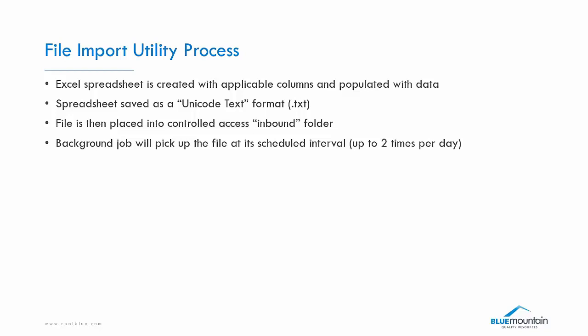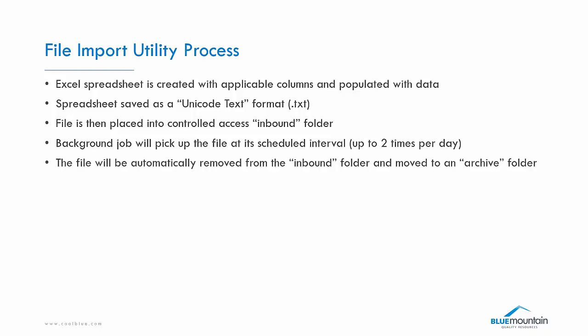There's a background job that will run up to 2 times a day, and it's scheduled for those 2 times per day, which will then trigger the job to run on that folder. It'll pick that file up, import those rows that are in that file into RAM, and then after that execution happens, it will take that file and move it to an archive folder. So at a high level, that's what that process is.